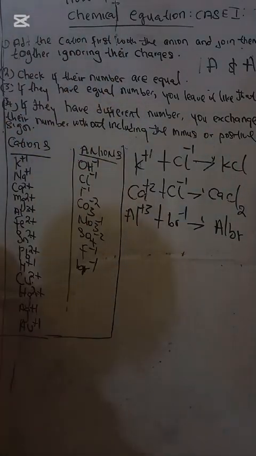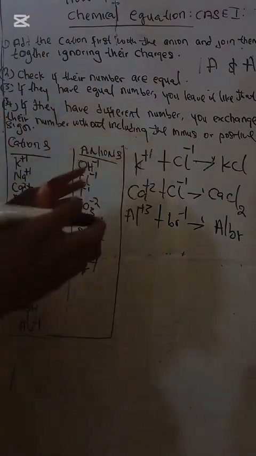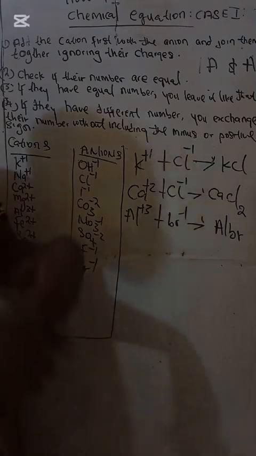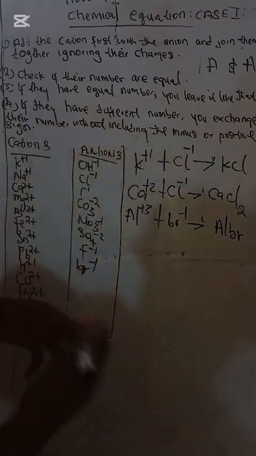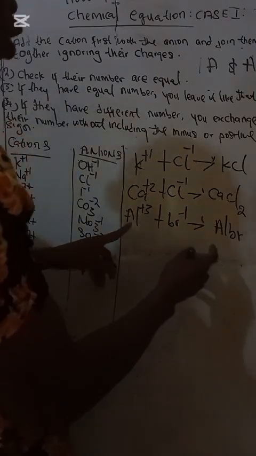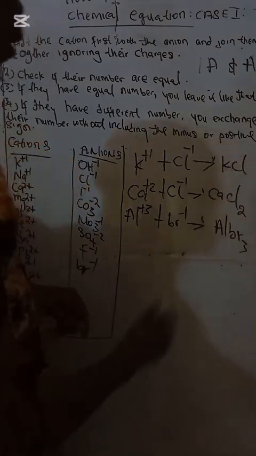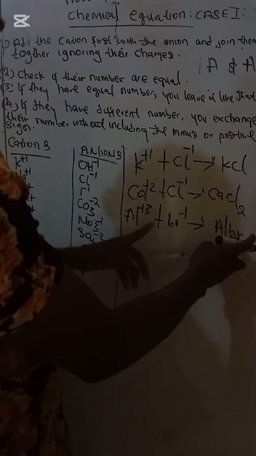Then I'm going to have AlBr, right? Now, what's the next thing you are going to consider? You will consider whether they have the same number. Now, look at this. This is 3 and this is 1. So they don't have the same number, so there's going to be an exchange. Aluminum has 3, it will be given to Br. So this Br will receive 3. Now, Br has 1. It will give it to Al.